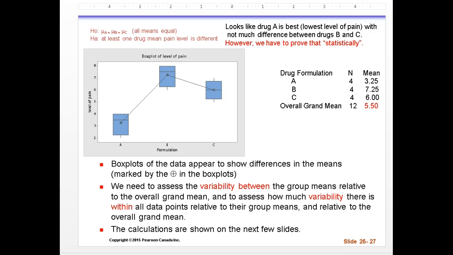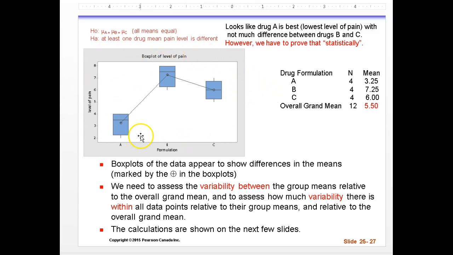When you run an ANOVA, and I'm going to show you how to do this in Minitab in a separate video, because otherwise it's going to get really long, first thing you want to do is get a box plot so you can visually see what is going on. When you run an ANOVA, the null hypothesis is always that all your group means are equal versus at least one of them is different.